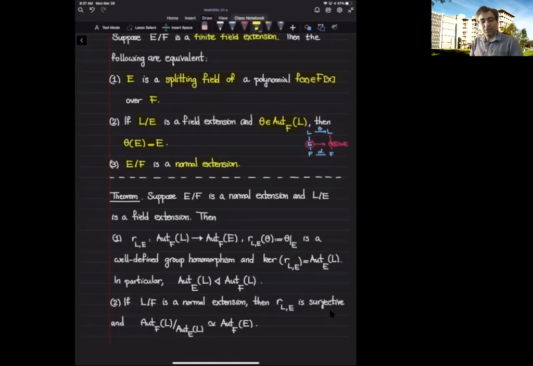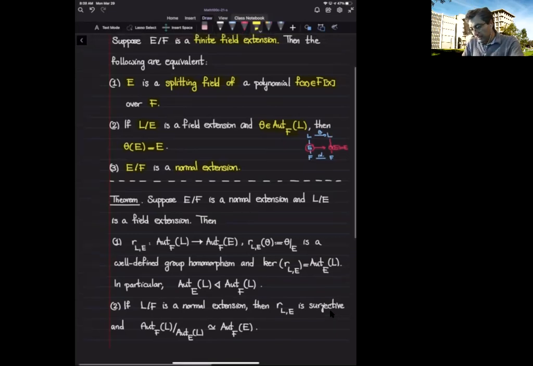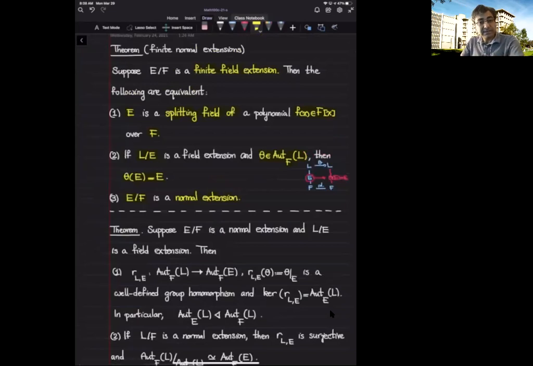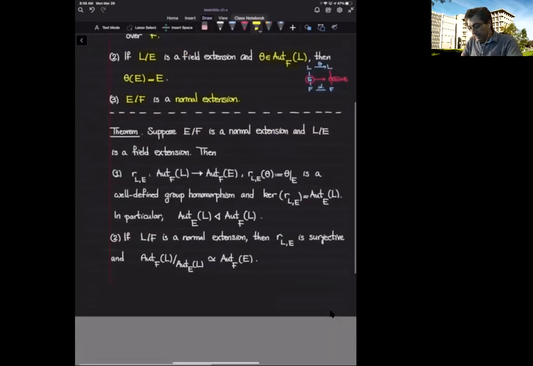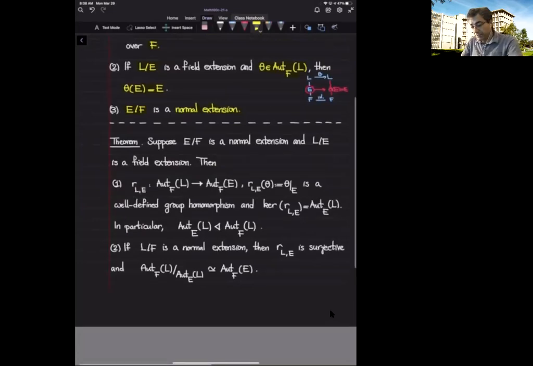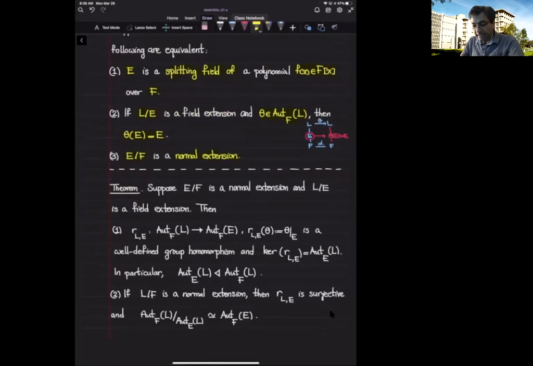In many examples, it's much easier to deal with the first property in order to understand if a given extension is normal or not. So altogether, we get a fairly good understanding of finite normal extensions using this theorem. Now, one can use this theorem, especially the second part, and get a fairly good understanding of how the symmetries of normal extensions work under restriction.